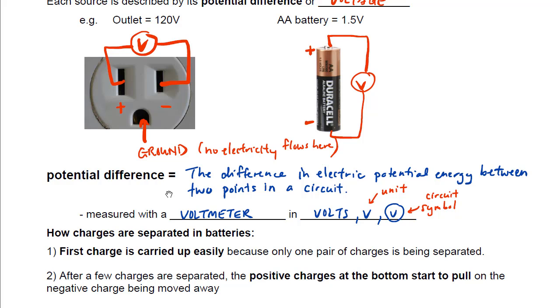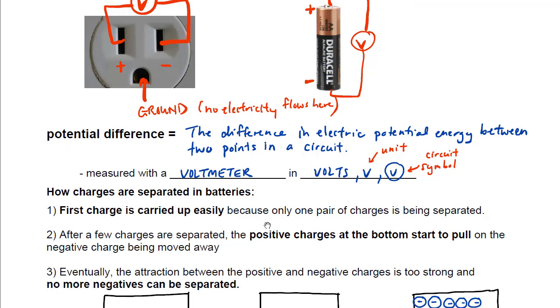What is voltage? Well, it's the difference in electric potential energy between 2 points in a circuit. And I'll show you down below what I mean when I say that. Remember that it is measured with a voltmeter, and the unit is volts. We use a capital V, must be capital. And of course, the circuit symbol is a capital V as well.